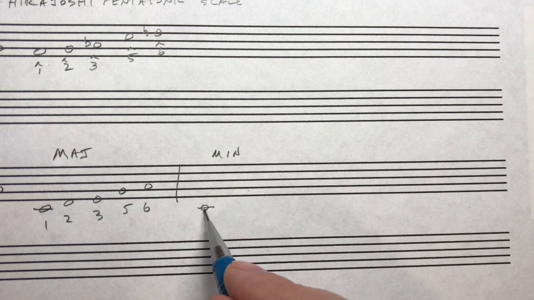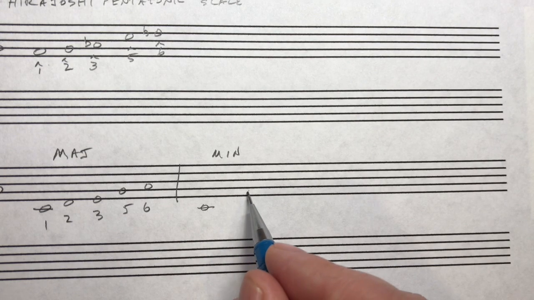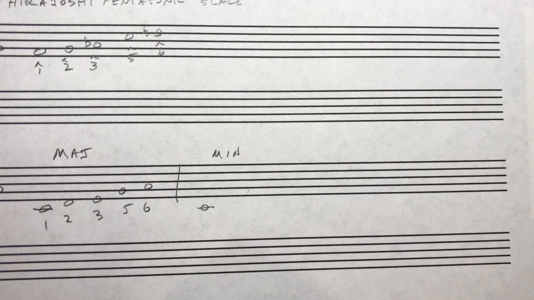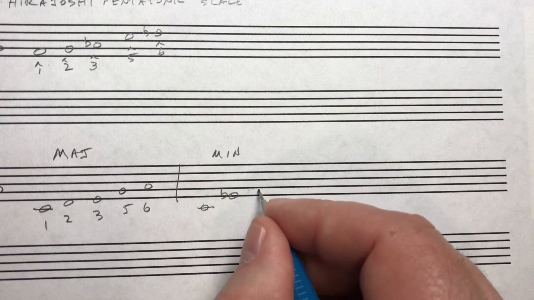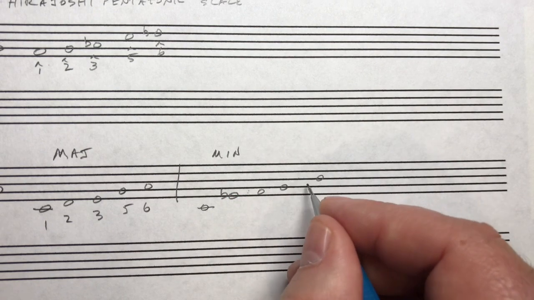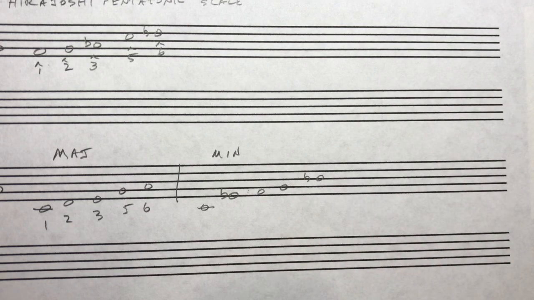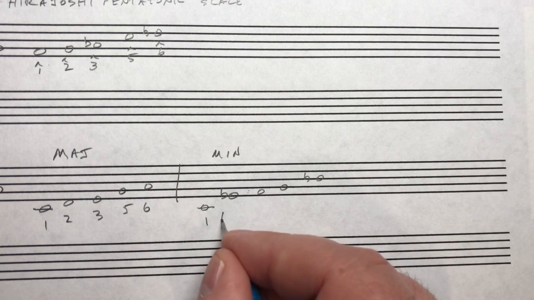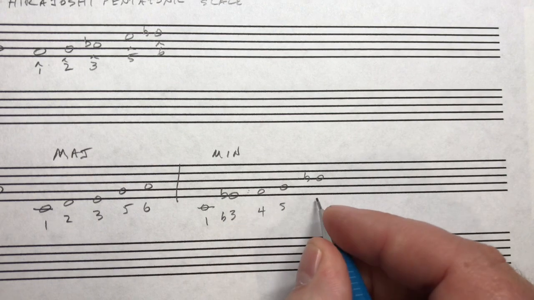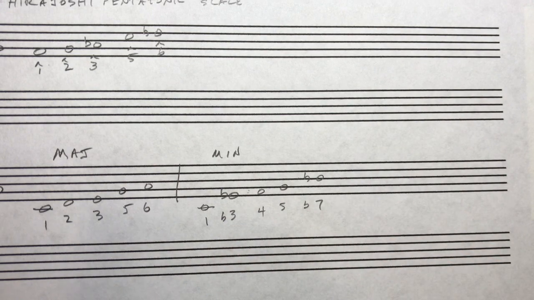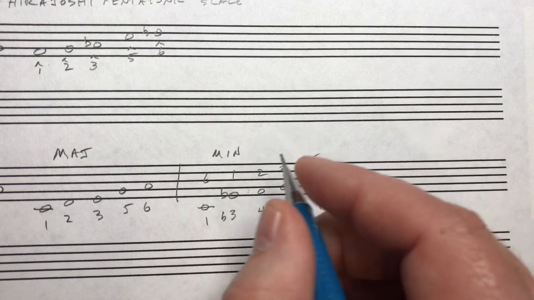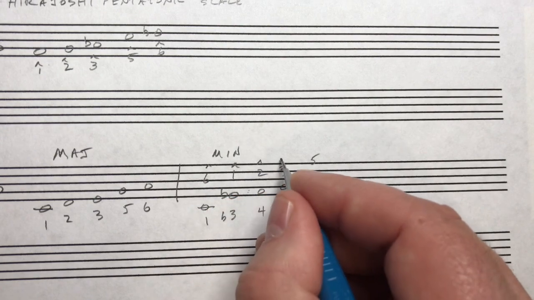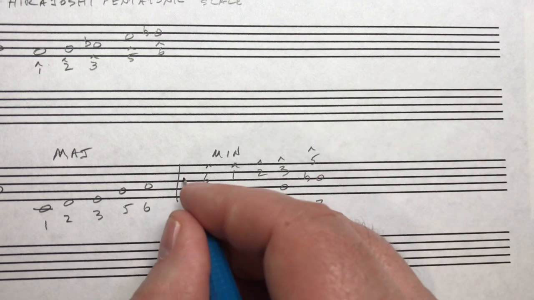or we could think of it as C is relative to E flat, and we could think of it as 6 and then 1, 2, 3, 5 in the E flat major scale. So either way, we come up with C, E flat, F, G, B flat. So we could think of it as 1, flat 3, 4, 5, flat 7, or modally 6, 1, 2, 3, 5 in E flat.